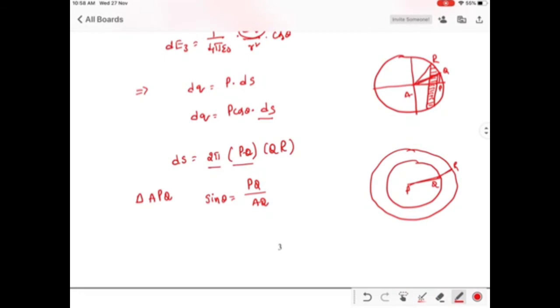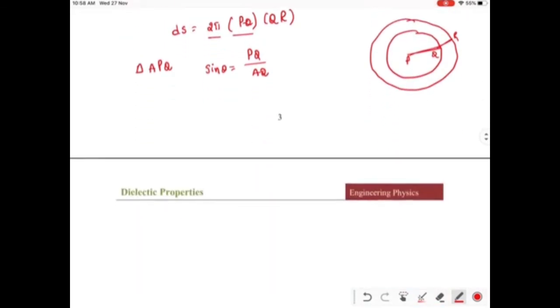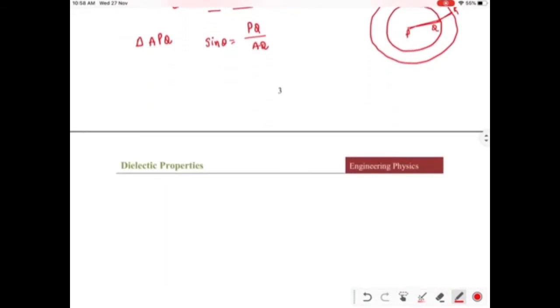AQ is nothing but the radius of the sphere. So, from this we will get PQ by R. So, PQ is equal to R sin theta. PQ is equal to R sin theta.